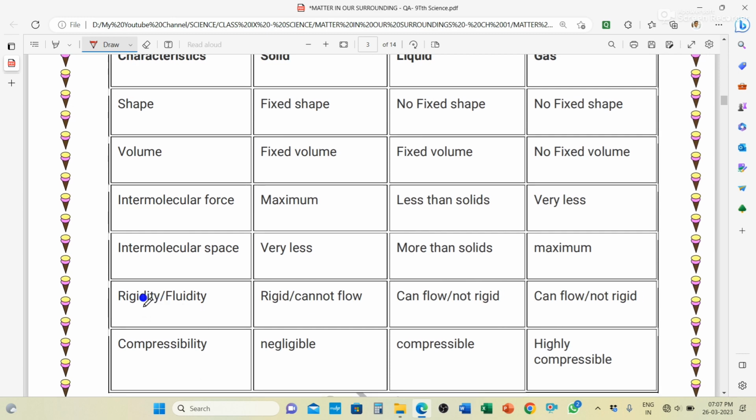Then if you talk about rigidity and fluidity, solid is rigid, it cannot flow, but liquid can flow, it is not rigid. In case of gas, gas also can flow and it is not rigid.